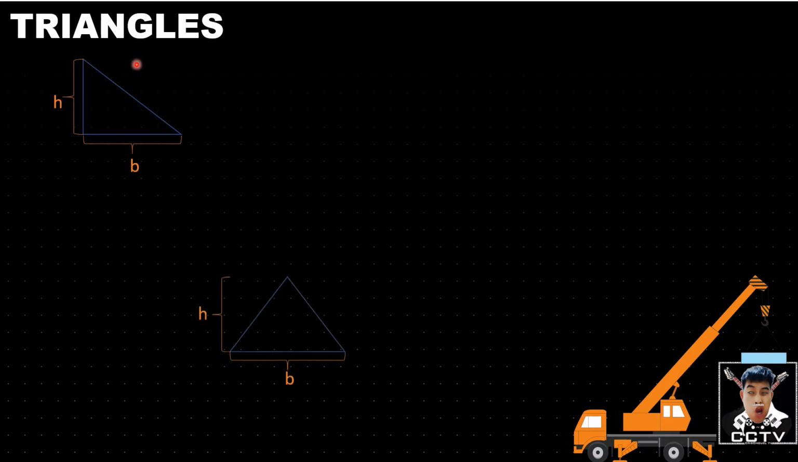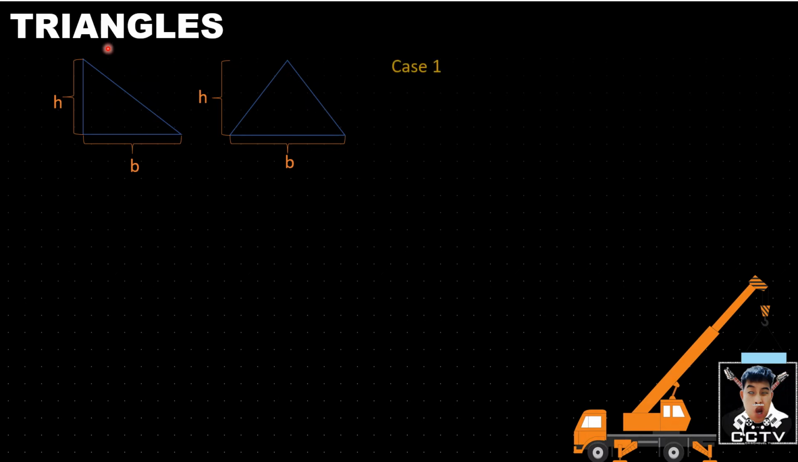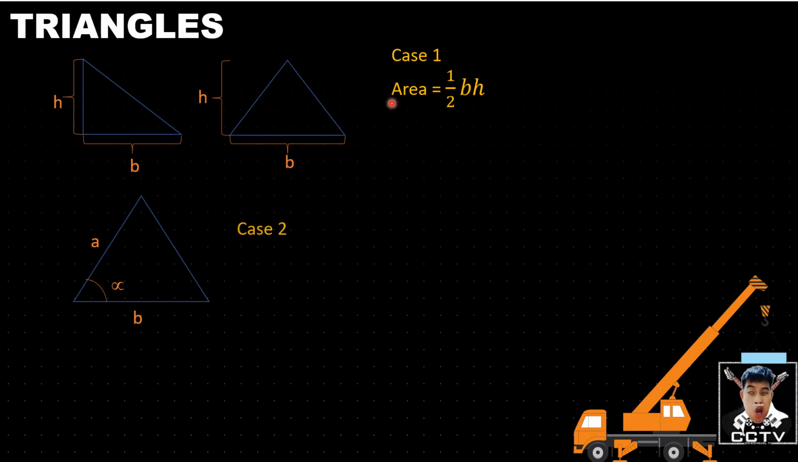Triangles naman tayo. Ang area niyan is 1/2 times base, which is this one, times height. That is our case 1. Meron naman tayong tinatawag ditong case 2, which is the scissors formula. And that is, yan, kaya tinawag na scissor, ayan, gunting.